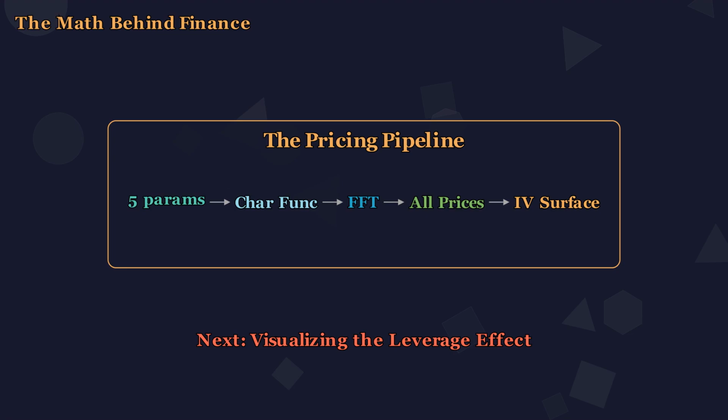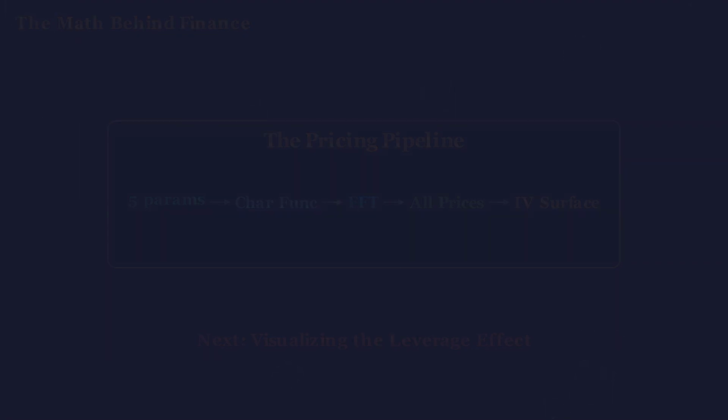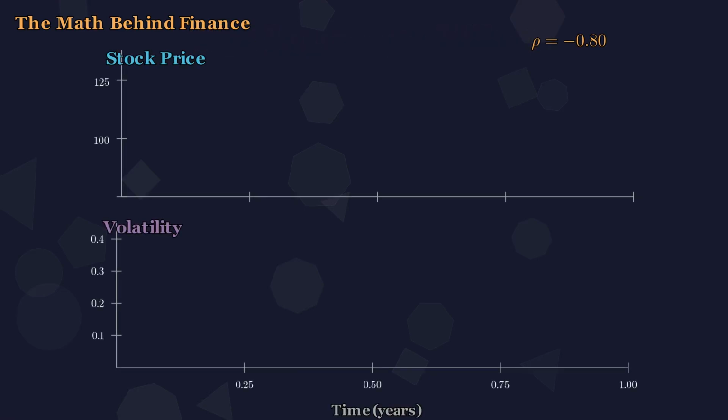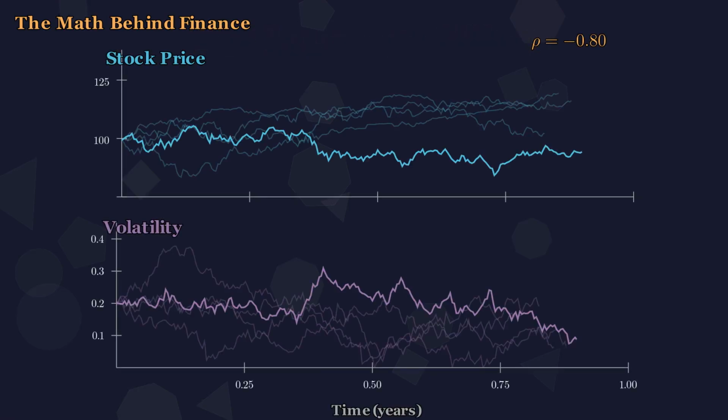Why do stocks and fear move together? Let us watch the leverage effect in action. Here is a Heston simulation with rho equal to minus 0.8. Stock price on top, volatility on the bottom, both driven by the same correlated noise. Watch what happens at the red markers. Every time the stock drops sharply, volatility spikes upward. The correlation between stock moves and volatility changes is deeply negative. Traders call this the fear effect. When prices fall, uncertainty explodes.